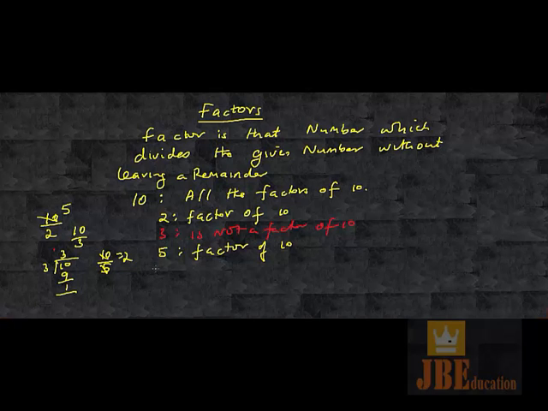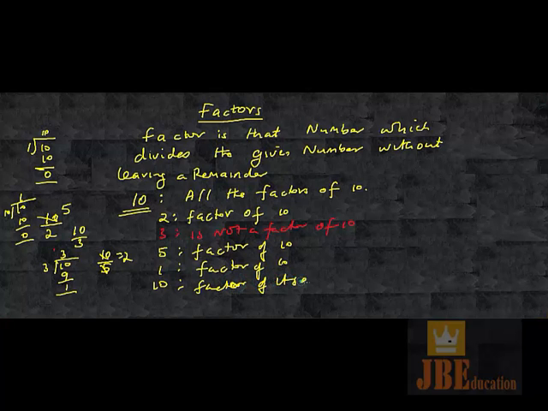Now if you were to check number 1, clearly 1 also divides 10 times and the remainder is 0. So 1 is also a factor of 10. Finally, 10, the number under consideration, has one more factor, which is the number 10 itself. For 10 divides 10 one time, leaving the remainder 0. So 10 is also a factor of itself, right?